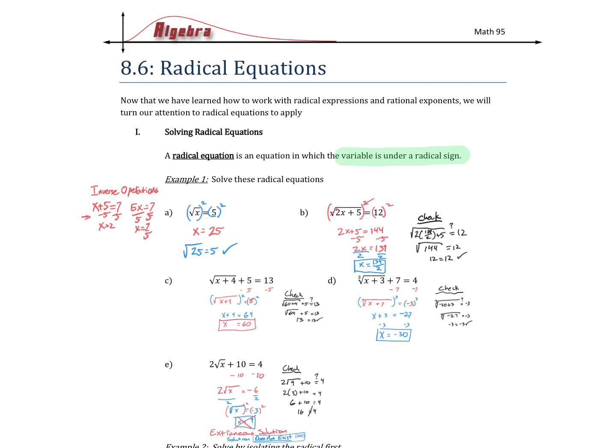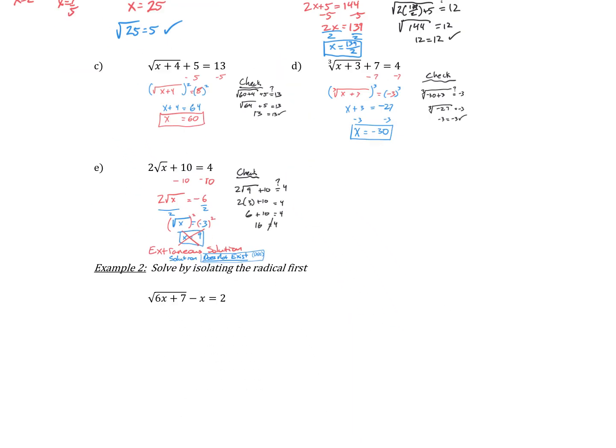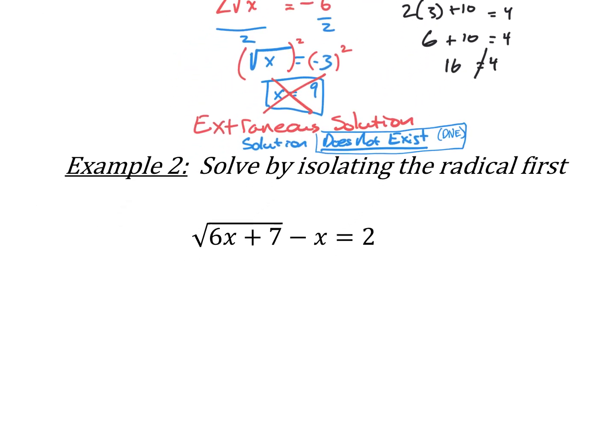So we're working with radical equations. We see what happens when we have a variable under a radical. We've got to do the opposite to both sides. We've got to square both sides, or sometimes cube, whatever the index is. So now we want to look at a situation where we have variables inside and outside the square root.